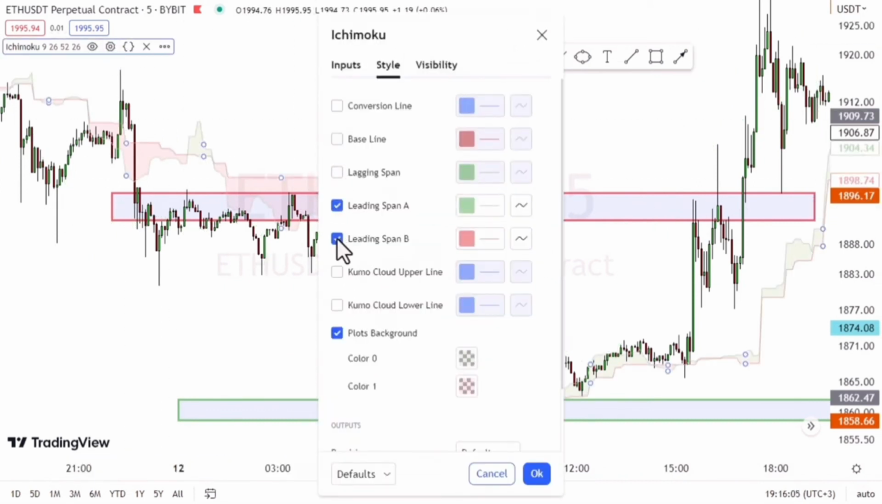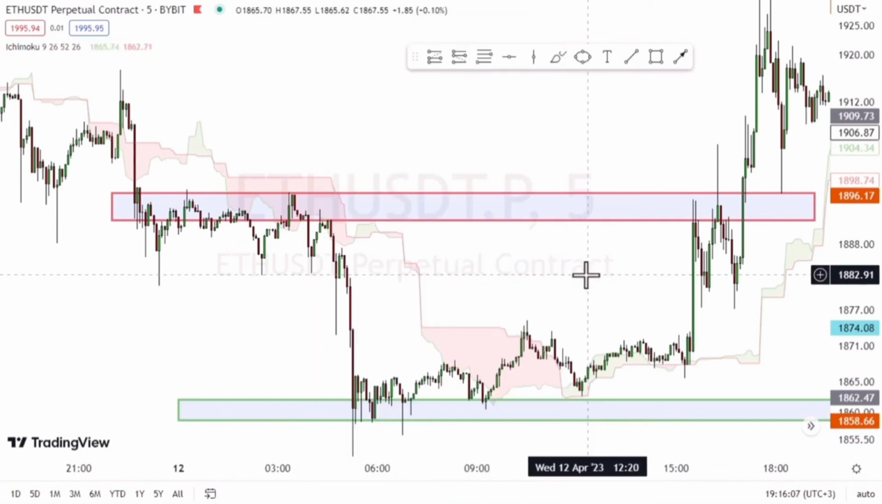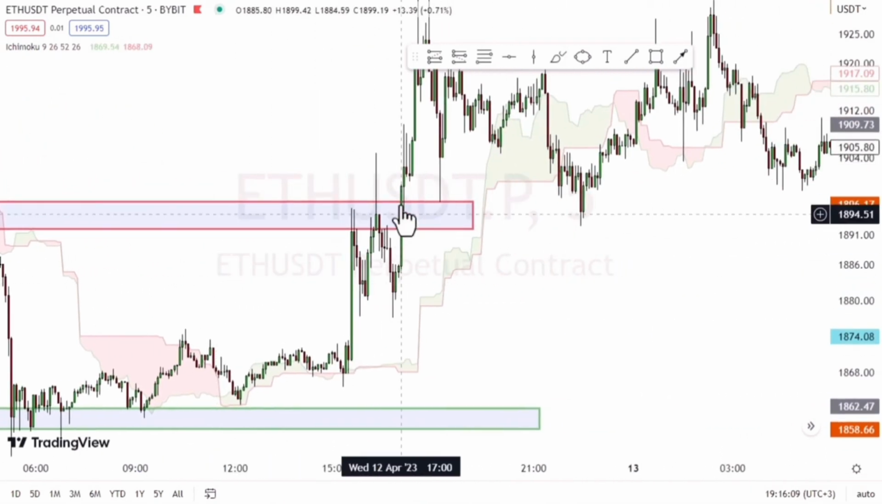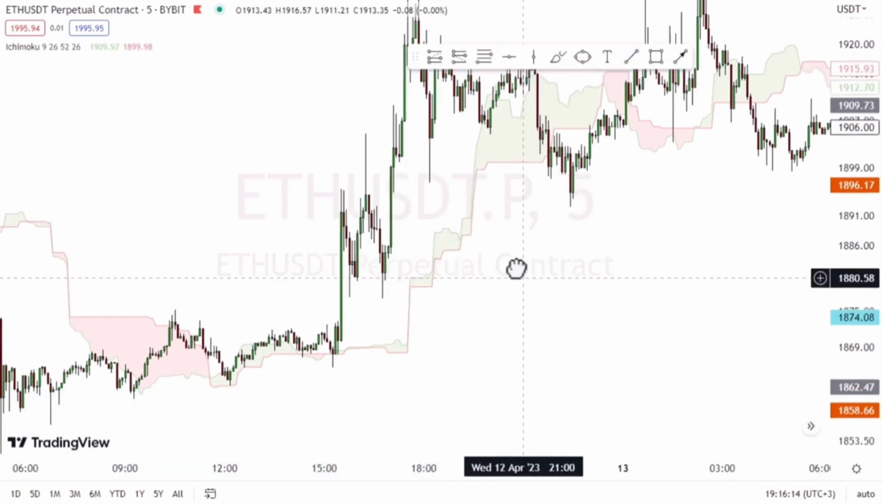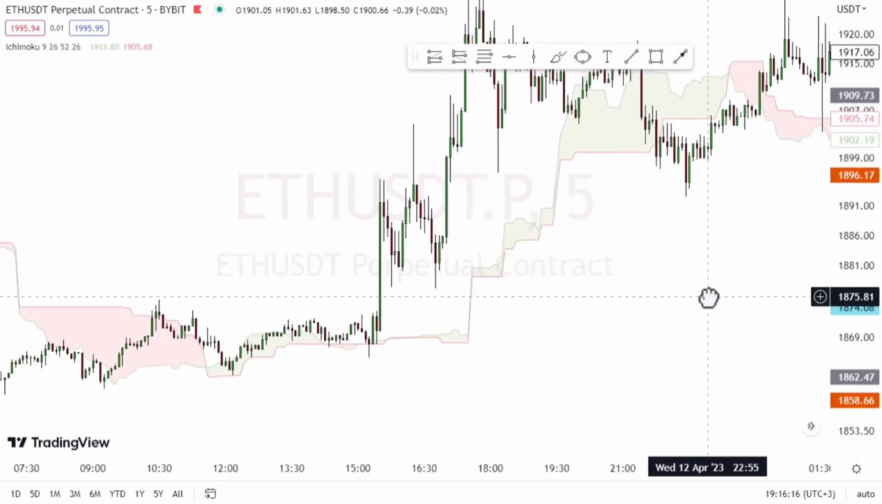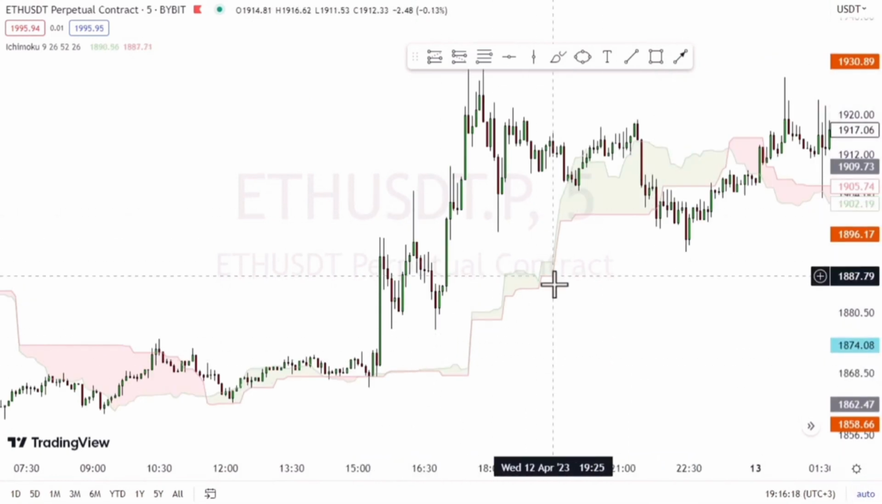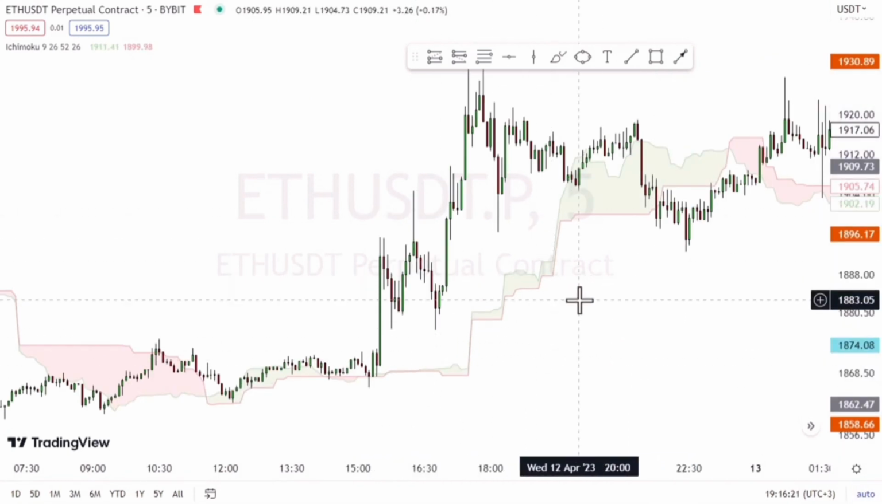So let me remove everything and bring leading span A and B. These are another way of dynamic support and resistance areas. Previously, we talked about moving averages, which I'm going to leave a link above here, and I talked about one way with moving averages to determine dynamic support and resistance areas. But this is another way. So it is really easy, really simple.